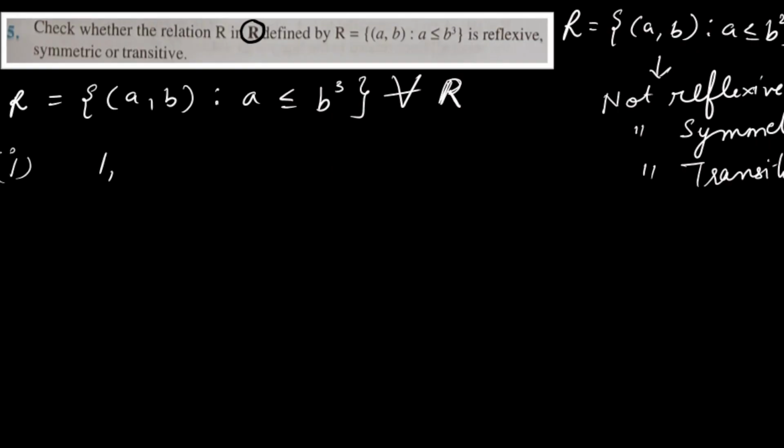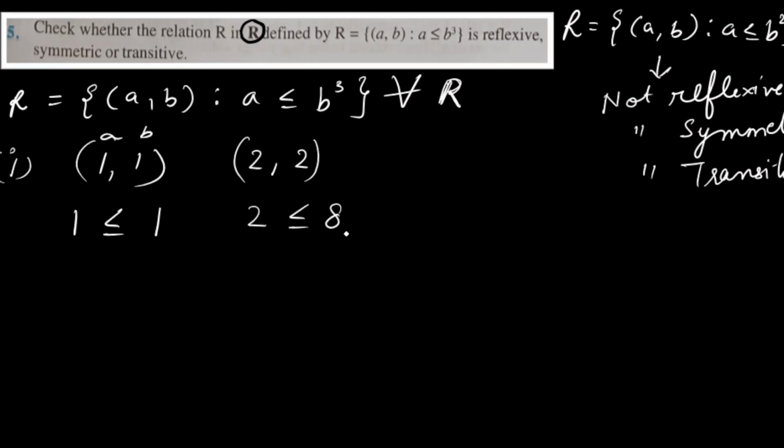If I take 1 comma 1, this is true because 1 is less than or equal to 1 cube, that is a and b cube. If you take 2 comma 2, we get 2 is less than or equal to 8, which is also true because 2 is less than 8. Here also I am taking a natural number. If I take 5, same thing, 5 is less than or equal to 125. So if you take natural numbers, this relation will always be true.